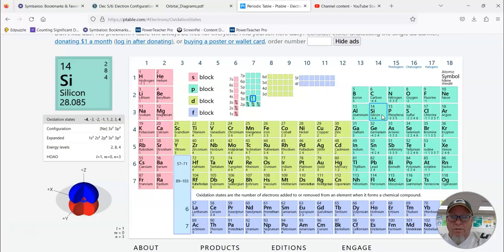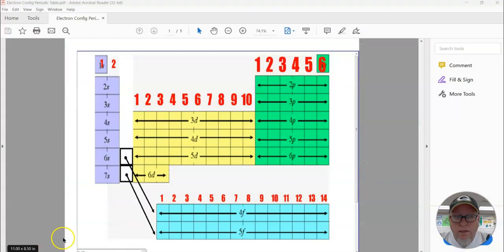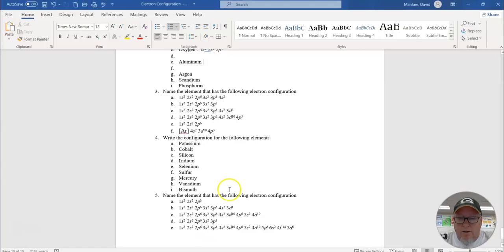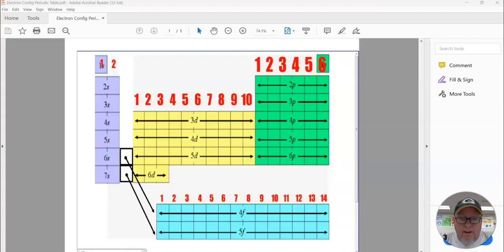I have a really nice cheat version of a periodic table that can be handed out to you that you can use when you're doing this particular part of the assignment. It looks like this. And if you have this, it's really nice to be able to do that assignment that you're supposed to do. So I'm going to find the element that ends in 4p5. I can look at this periodic table. I'm going to go to the 4p area of the table. So it's right here. And 4p5 is this one.